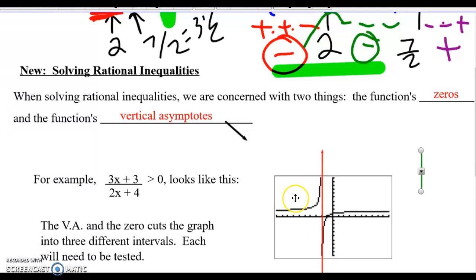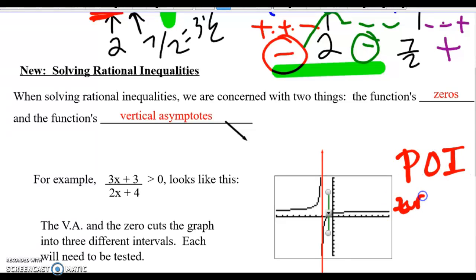Alright, here's number 1. And, oh, the 0. What's the 0 at? The 0 is at -1. Why is there a 0 at -1? Because if I set this equal to 0, I don't care about the bottom, because that would multiply up here and 0 out. So 3 times what plus 3 equals 0? That would be -1.